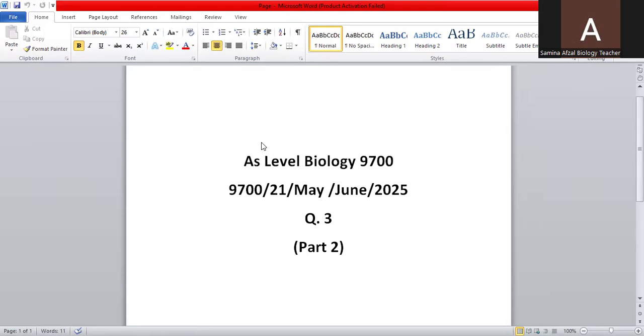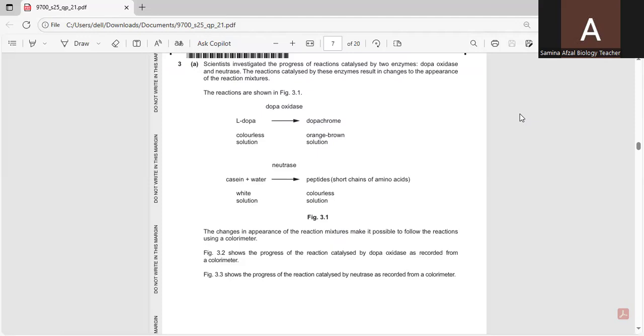Question number 3 starts: scientists investigated the progress of reactions catalyzed by two enzymes, DOPA oxidase and nuclease. The reactions catalyzed by these enzymes result in changes to the appearance of the reaction mixtures. The reactions are shown in figure 3.1, which is L-dopa, a colorless solution. In the presence of DOPA oxidase enzyme, DOPA chrome is formed, which is an orange-brown solution.